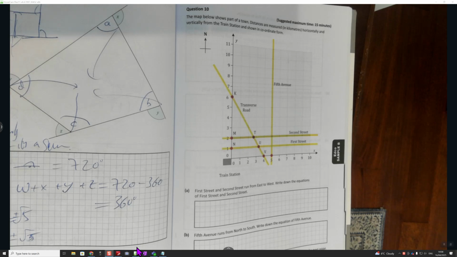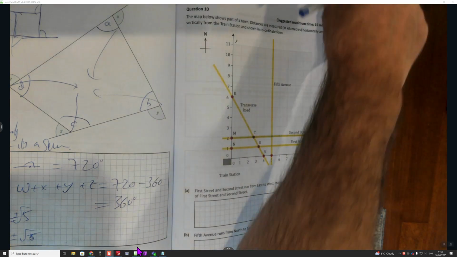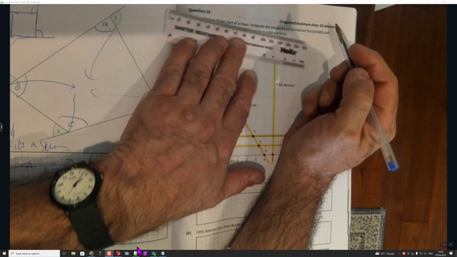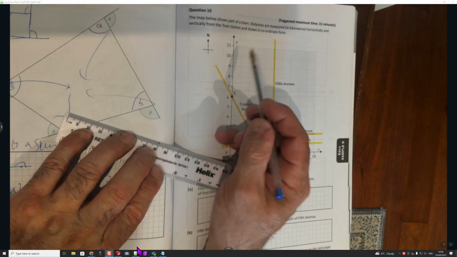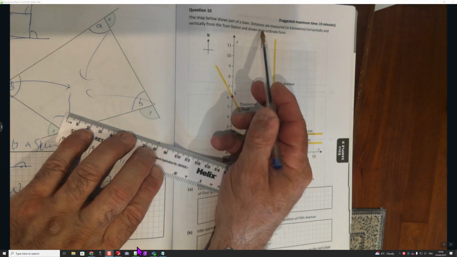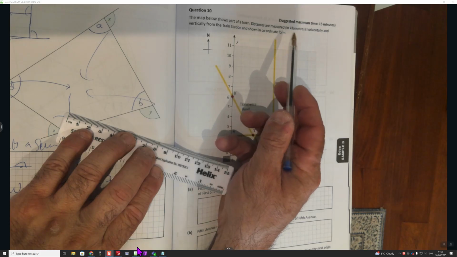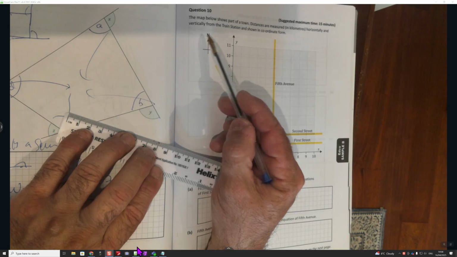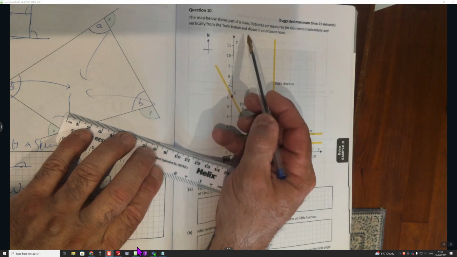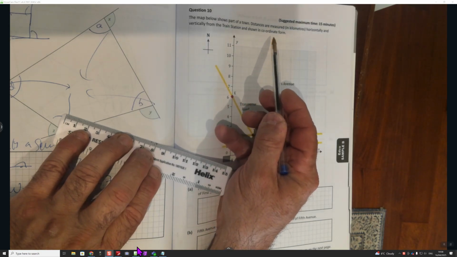Welcome back. We're on question 10. So let's take a look. The map below shows part of a town. Now there's nothing there that's mathematical really, so let's not underline anything. Distances are measured in kilometers horizontally and vertically from the train station and shown in coordinate form.